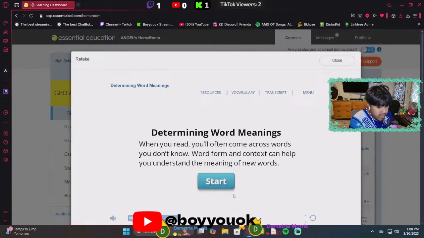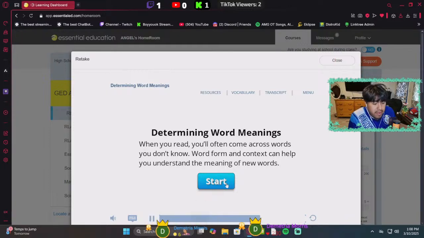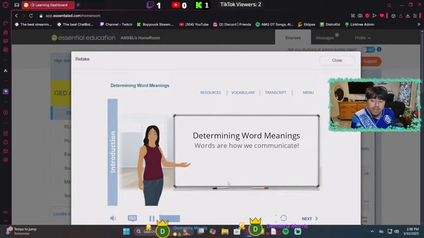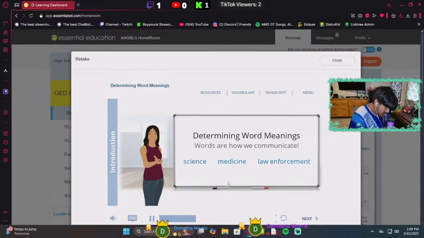Hello, this is the lesson on determining word meanings. When you read, you'll often come across words you don't know. Word form and context can help you understand the meaning of new words. It's pretty clear, words are how we communicate. If you don't understand the words, you won't get the meaning. In any area you study, like science, medicine, or law enforcement, there'll be a lot of new words to learn. That's because you'll be learning about new ideas, and you need the right words to talk about them.